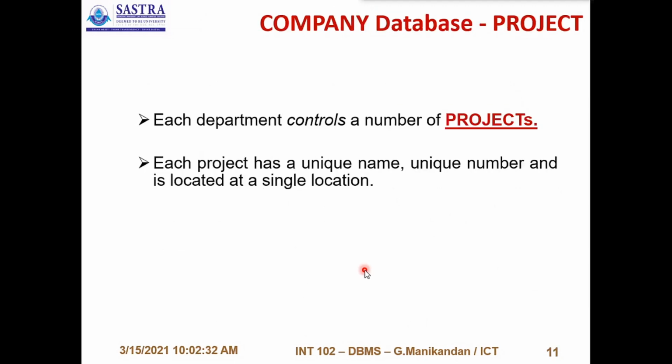Second one is, each and every department is going to control some projects. Again, there is no constraint. A department can control multiple projects. Now what is the information you need to store with respect to project? Each and every project is going to have a unique name, unique number, and see the difference, it is going to have a single location. So now if I am going to create a table for a project, what are the information I need to store? I need to store the name of the project, number, and the location associated with that particular project.